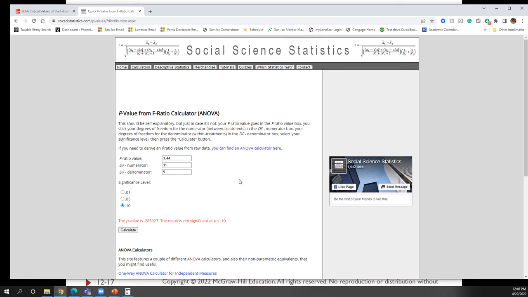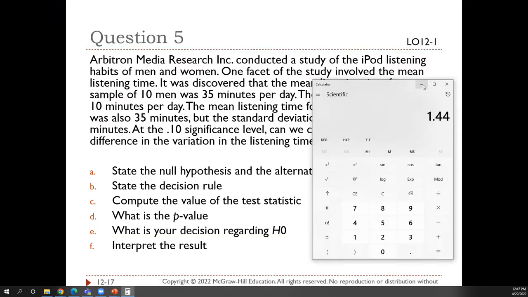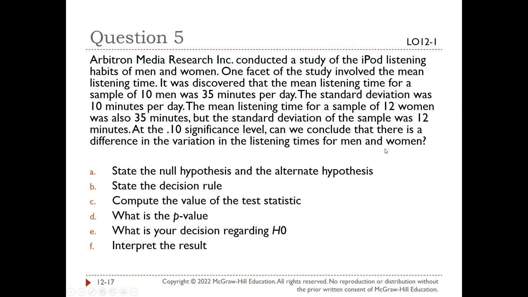So, since F value, we would reject the null if F value is greater than 3.10. We already know that the F value is below at 1.44. Thus, we do not reject the null. Okay? So, get back to our actual problem so y'all can see. We do not reject the null.